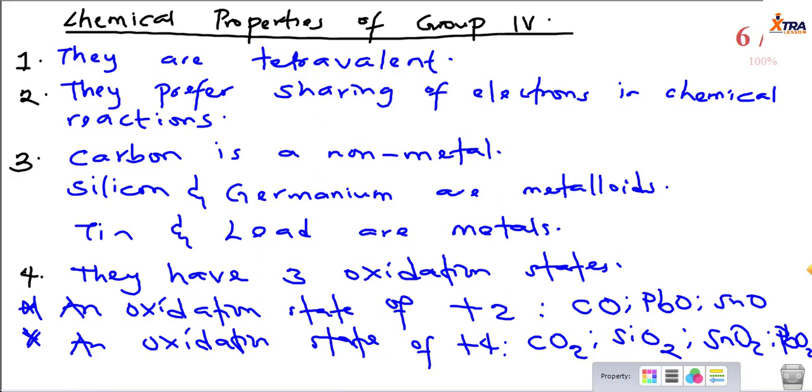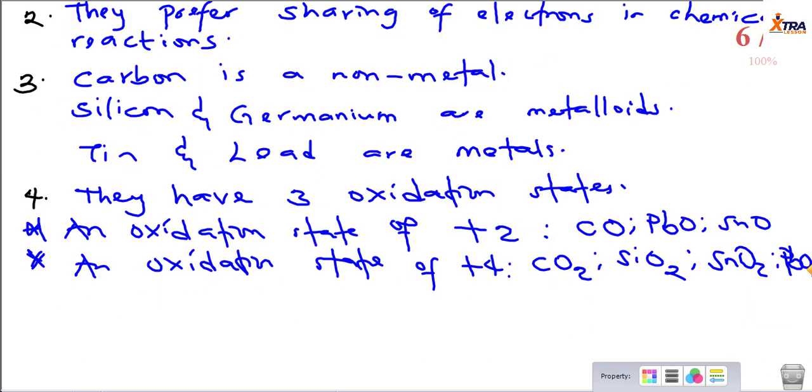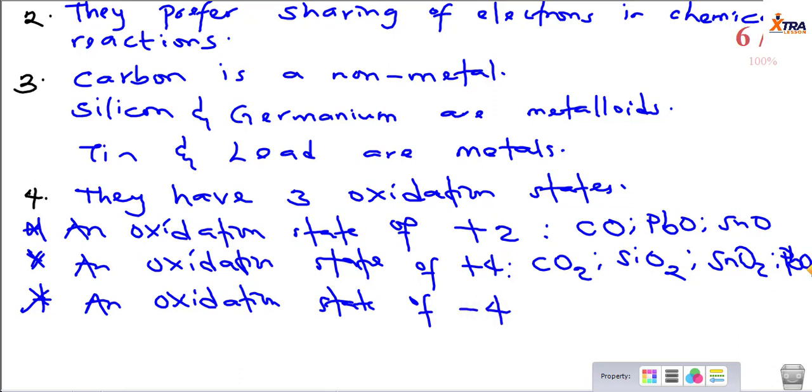And then they have the third oxidation state, which is very rare to come by. It's an oxidation state of -4. You know, we said they can either gain 4 or lose 4, but they prefer to share. If they gain 4 electrons, they'll be -4. If they lose 4 electrons in chemical reactions, they'll be +4. So in this case now, they want to gain 4 electrons.